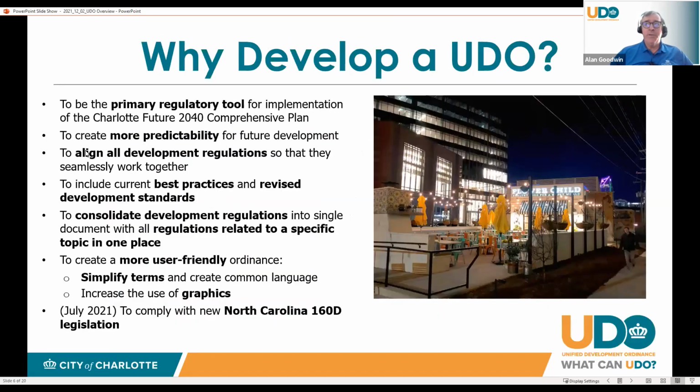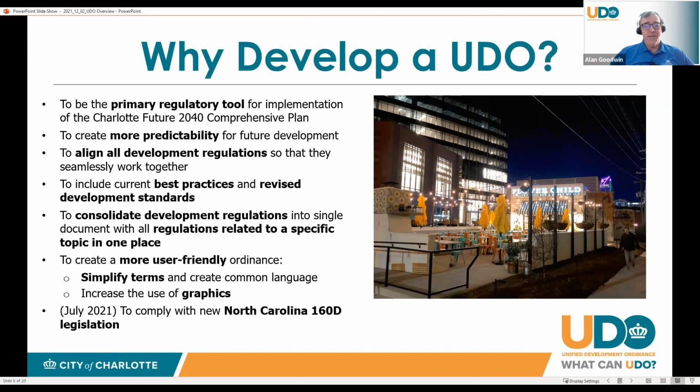So why are we doing it? Well, as I just said, we want to implement the policies of the plan, but we also want to be able to create more predictability in the development process. We want to make sure that all of our different regulations that are currently administered by different departments in some cases, and they're kind of in different places, all work together. They don't always work seamlessly together now. That's our goal, is to make that happen.